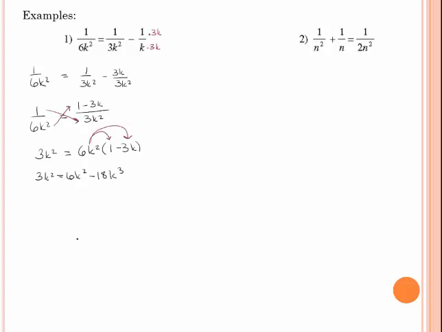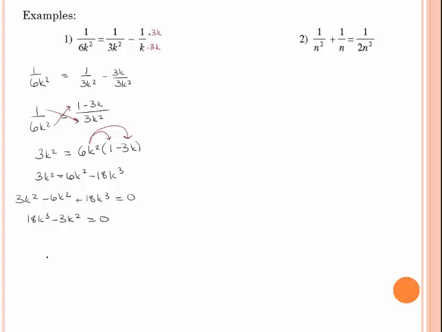Now, in order to solve this, I'm going to need to bring all of my k's to one side and set this equation equal to 0. So I'm actually going to move these two over to the other side. And since 6k squared was positive here, it'll be negative here. And since 18k to the third was negative, it will be positive. And I set that equal to 0. Combine like terms. 3k squared minus 6k squared is negative 3k squared.